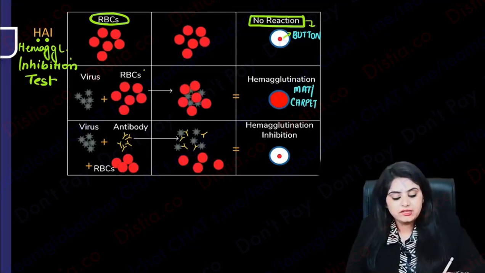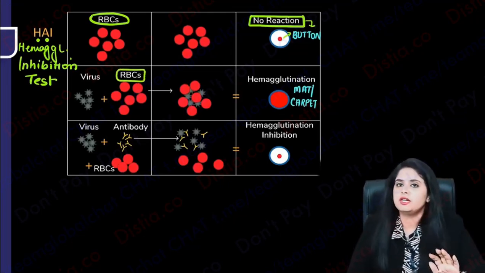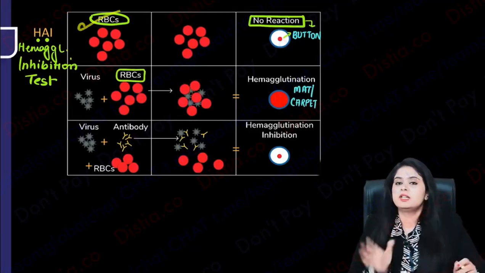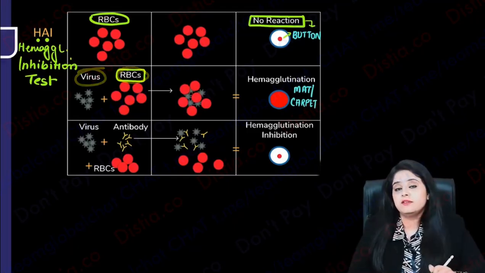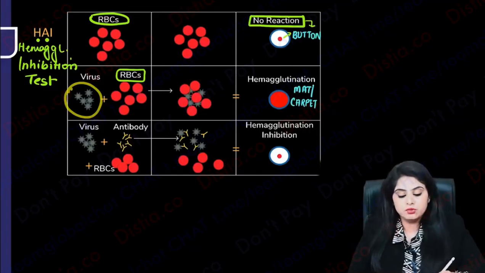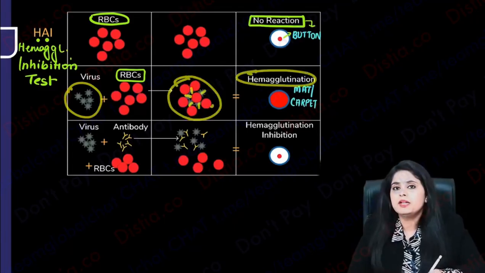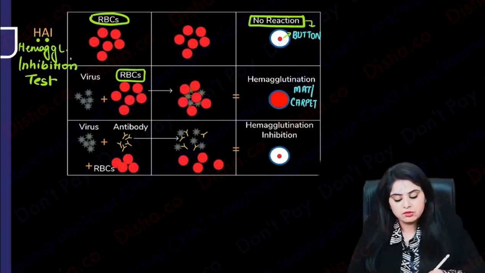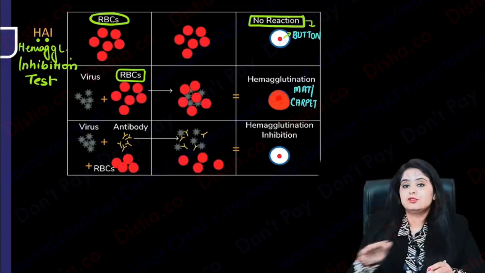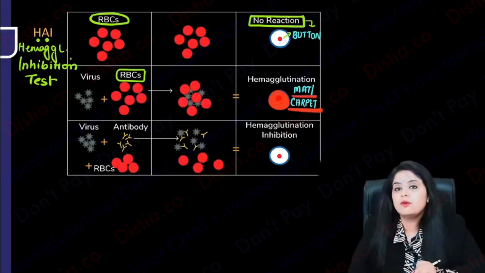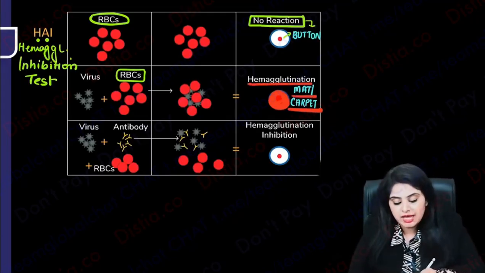On the other hand, to these RBCs, I'm not putting anything from the patient right now. First, I only took some animal's RBCs, nothing happened, they made a button. Then to those RBCs, I added the influenza virus. I know that influenza virus shows you heme adsorption, heme agglutination. Do you see? Virus went and got stuck onto these. Have you resulted in a clump, in an agglutination? Yes, and that is what is going to show up over here. This dark red color thing that has formed, it's looking like a mat. So when you see a mat or a carpet formation, this means heme agglutination has occurred.